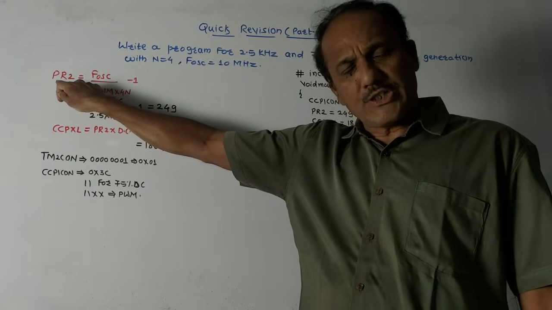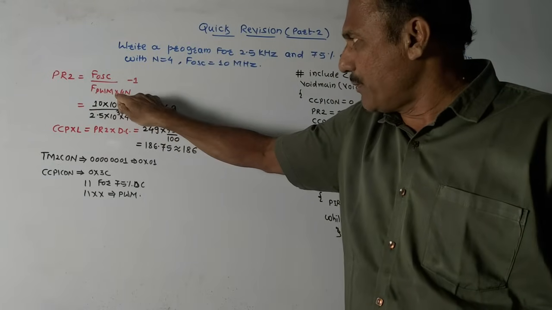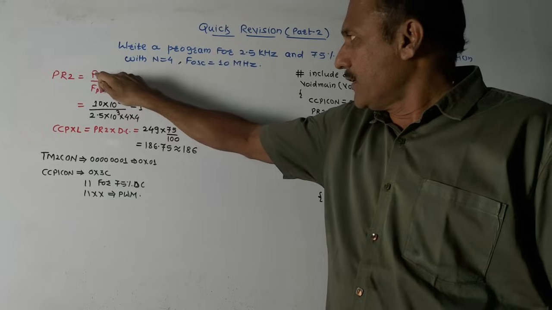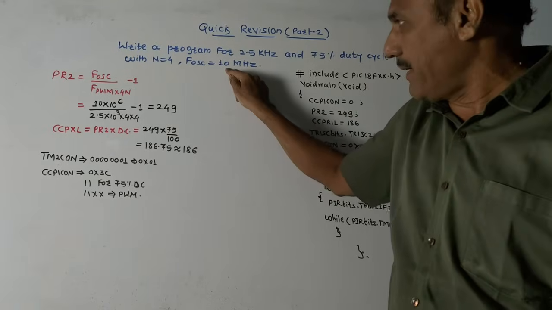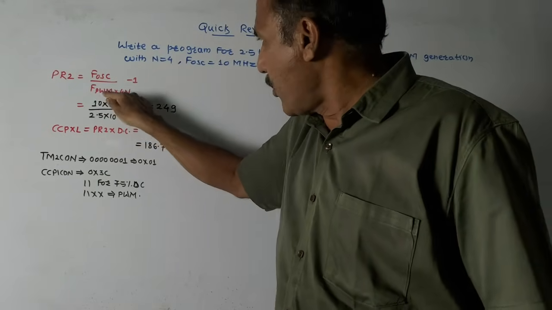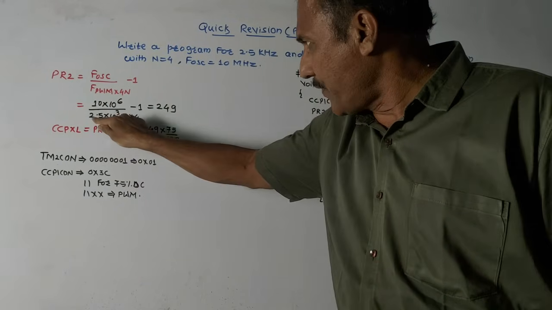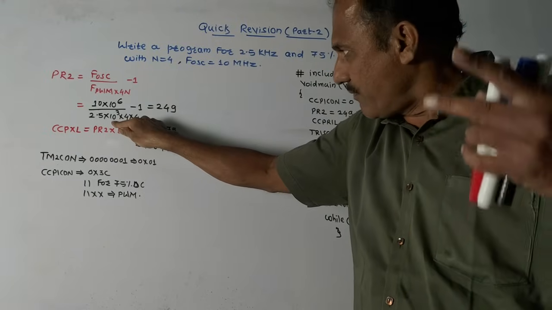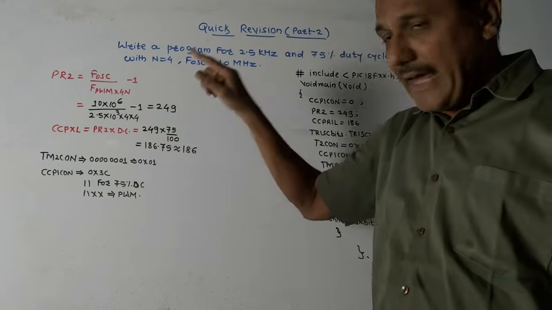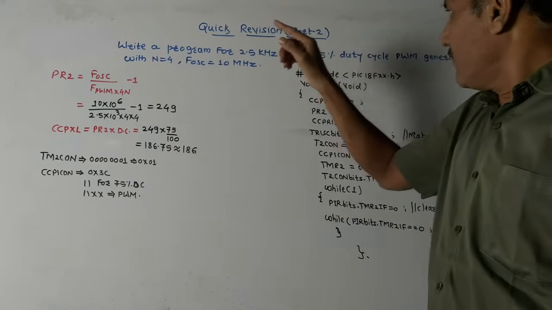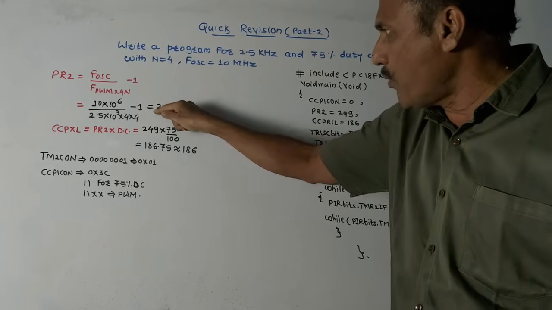First, we will discuss the calculations. The value of PR2, just now we have discussed this formula, is F oscillator upon FPWM into 4N, minus 1. F oscillator is 10 megahertz, so it is 10 into 10 raised to 6, upon FPWM. FPWM is 2.5 kilohertz, that means 2.5 into 10 raised to 3. Into 4 into n, where n is the prescaling factor, n equal to 4, minus 1. So this value is 249.